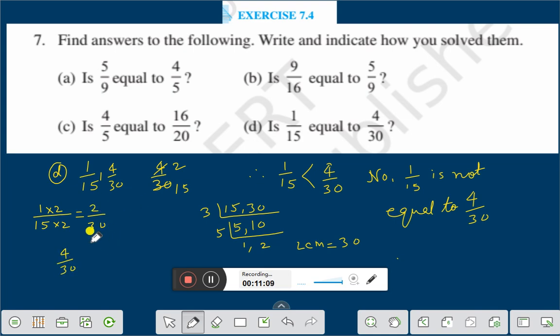Therefore 4 by 30 is greater than 1 by 15, right? That is 2 by 30 is less than 4 by 30. Therefore you can say that 1 by 15 is less than 4 by 30. In this way you can solve the problem. There are two methods. You have to make the denominator the same, or you change this into the simplest form and you'll get the answer.